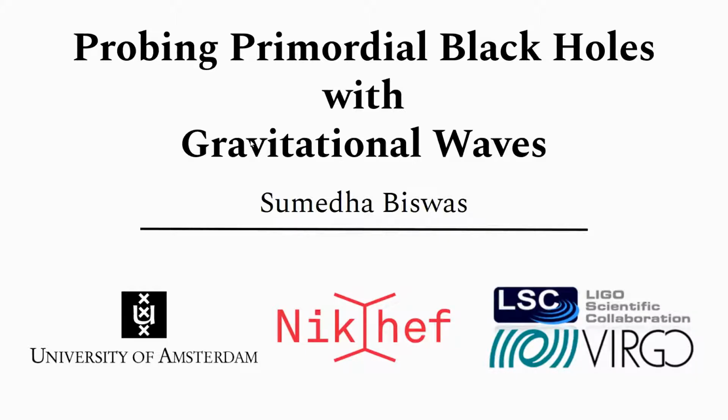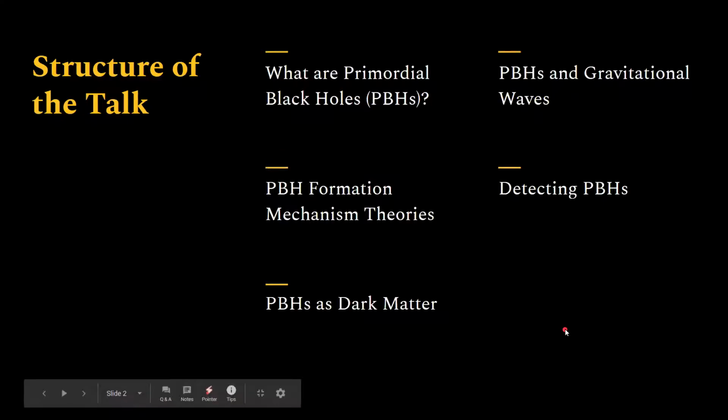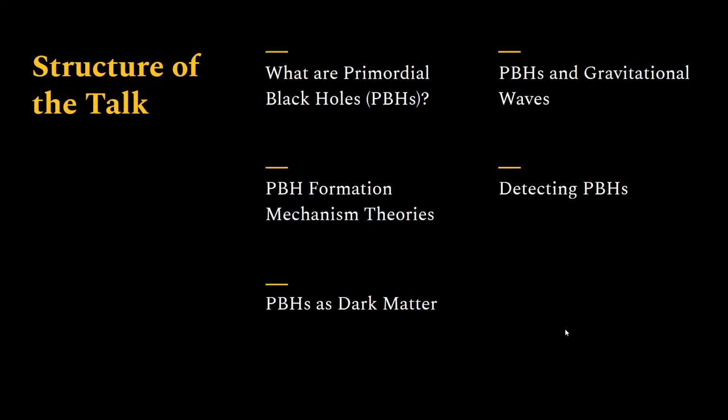As you can already see in the slide, I'll be talking about primordial black holes and how we can detect them using gravitational waves. The structure of my talk is basically divided into two. In the first part, I'll be talking about primordial black hole theory, and in the second part, I'll be talking more about how to detect them and more about what I've been working on. For the theory part, I'll talk about what these objects even are and how they came to be, so some formation mechanism theories, and I'll also briefly touch upon the concept of primordial black holes being really good candidates of dark matter. Please feel free to interrupt me if you have a question at any point.